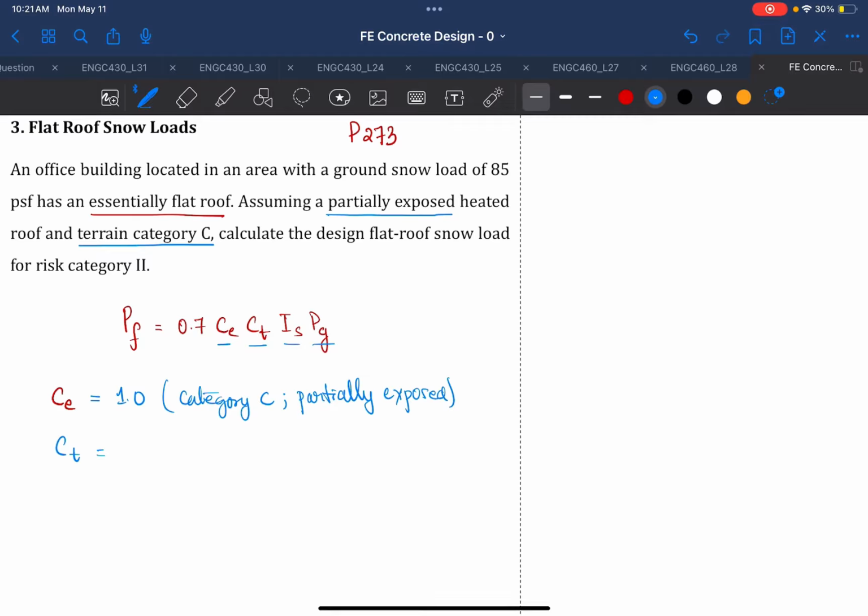So if you look at our question, it says that it is a heated roof. If it is a heated roof, that means it has to be all structure except as indicated below. So your CT will be equal to 1.0, which means equal to 1 for heated roof.